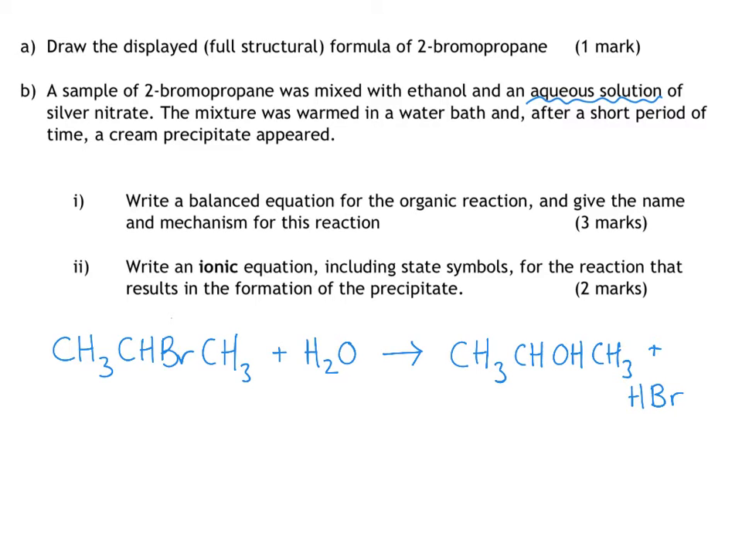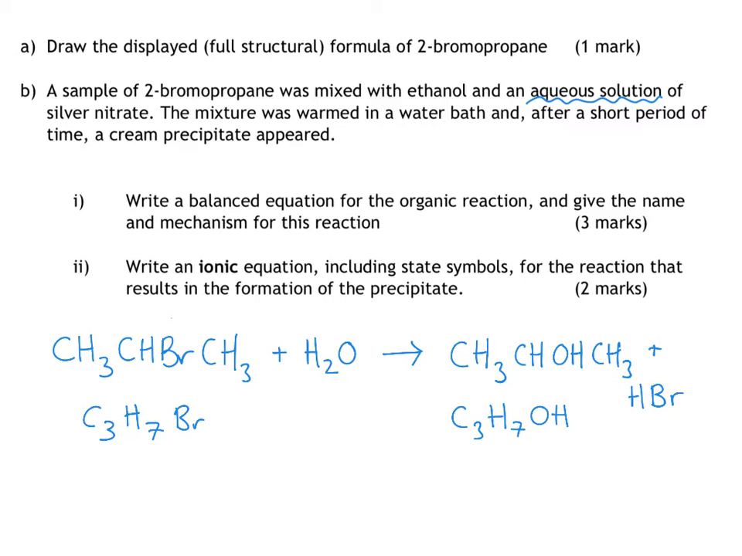So balanced equation is only worth 1 mark. There's various ways of doing it. As I said, you can do a displayed formula, you can do a combination of both of them. It's also okay in this instance to do a molecular formula, so you could have done C3H7Br and then C3H7OH on that side, or maybe even C3H8O. That would be quite unusual because you're not really showing the functional group then at all.